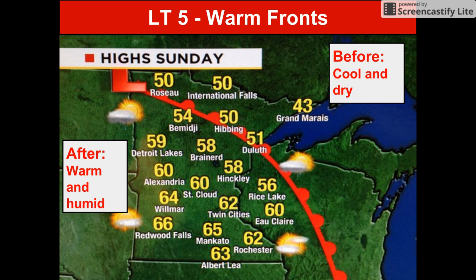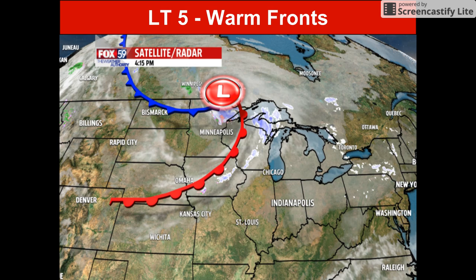Notice it is cool and dry before a warm front and warm and humid after the warm front. When looking at a warm front, think suns because of the shape of the warm front symbol. Here you can see the bigger areas of clouds around the warm front. The location in which the suns are pointing is the direction in which the warm front is moving. In this map, it is moving from northwest to southeast.